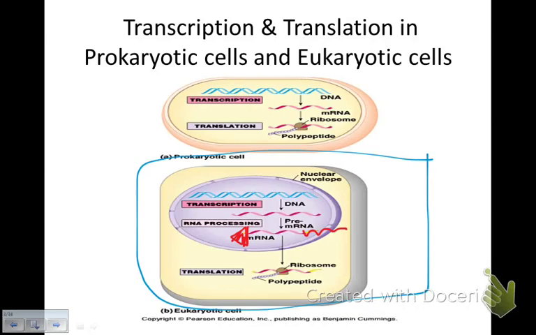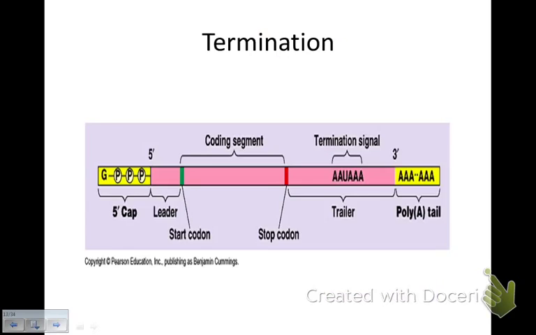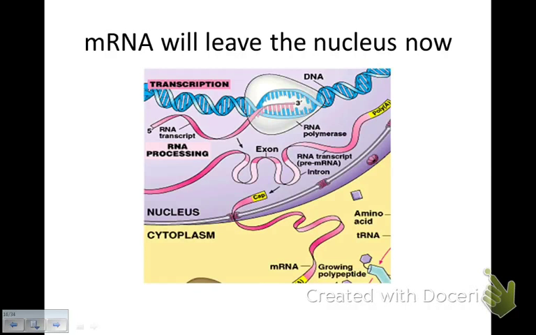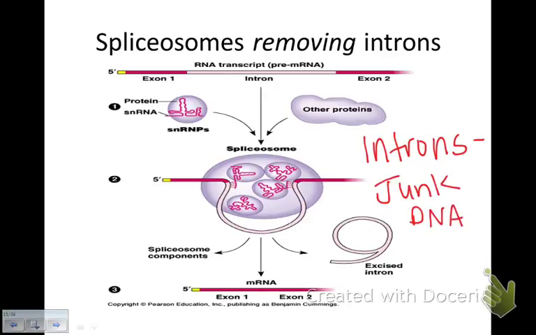And then you're going to have to cut out the stuff that's not important. If you look at this picture right here, it's showing you're removing the stuff that's not important. Now, the stuff that's not important is called introns. So I want you to write this in. Introns are junk DNA. And so you're removing the introns. And so just the good stuff is called the exon, and you can see that word right there. Just the exons are going to go into the ribosome.